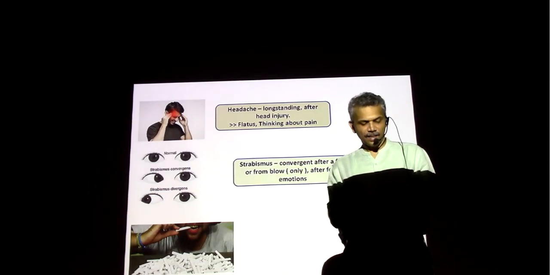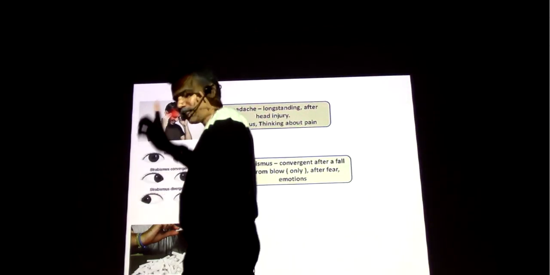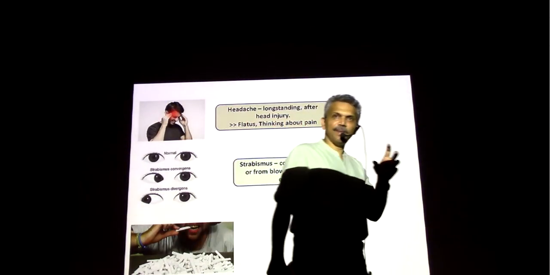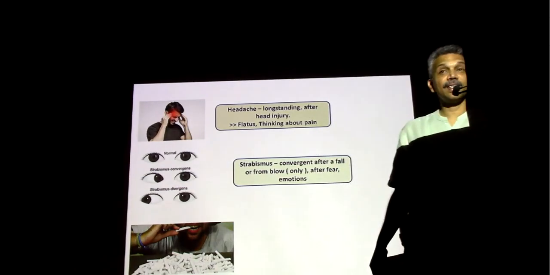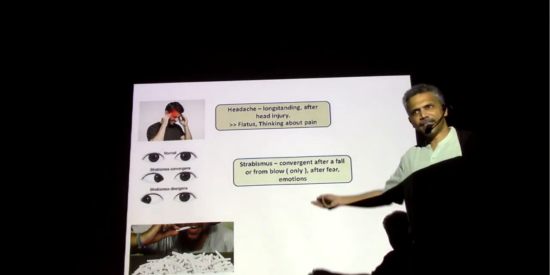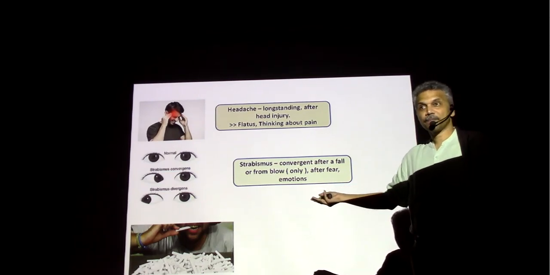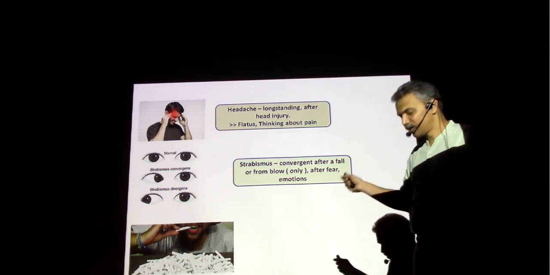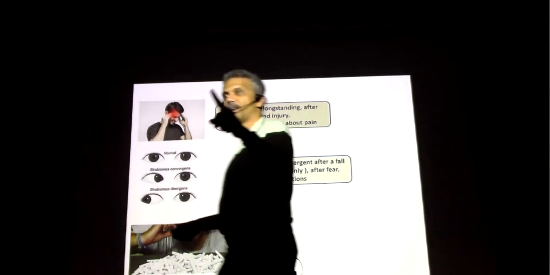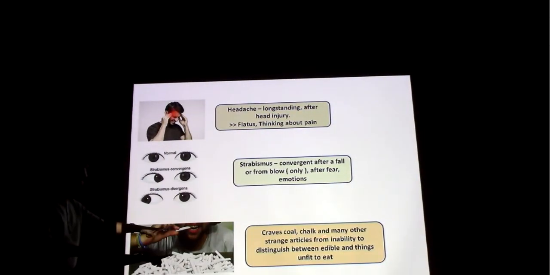Calcarea, alumina, nitric acid, CICUTA. See the beauty. Each remedy will have its own reasons for having pica, or for eating chalk, or for eating charcoal. Now one author so nicely says, in CICUTA, the reason is craves coal, chalk and many other strange articles. See, this is very important.